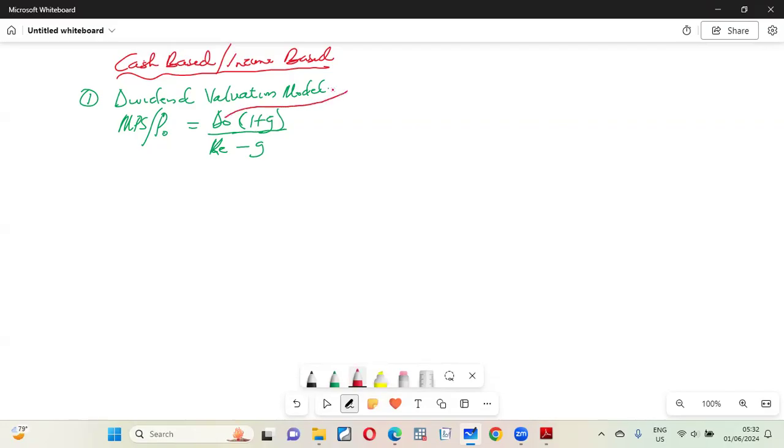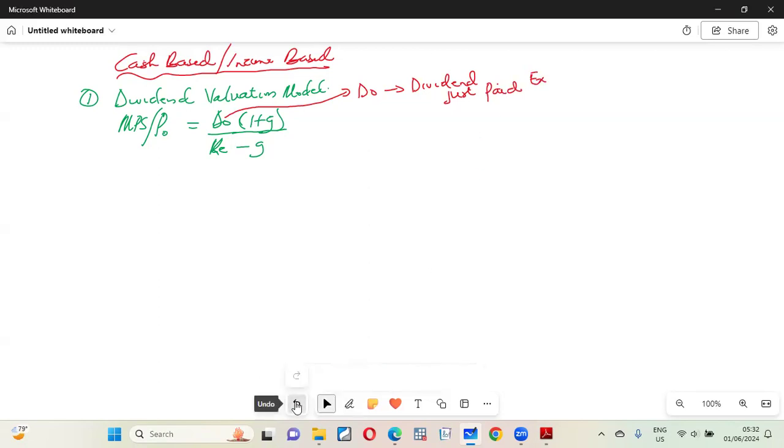The D0 here simply means the dividend just paid. In FM, we call it ex-div. So the dividend just paid, we call it ex-div. But we relate the ex-div with the cost of capital, so I'll come to that.